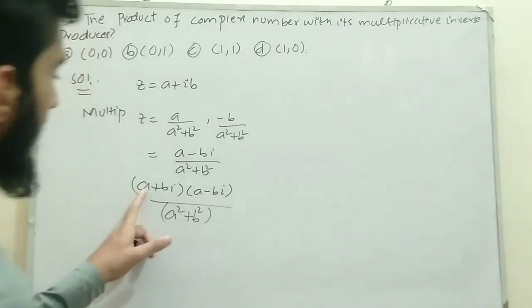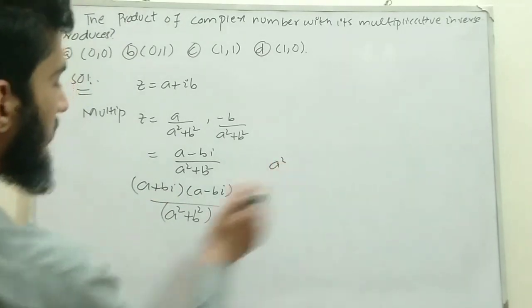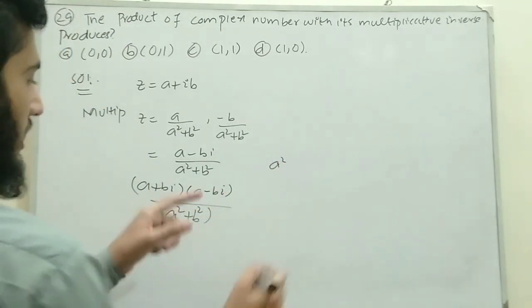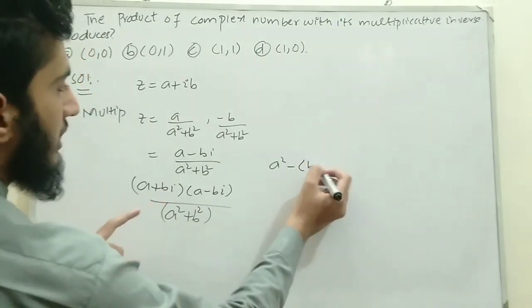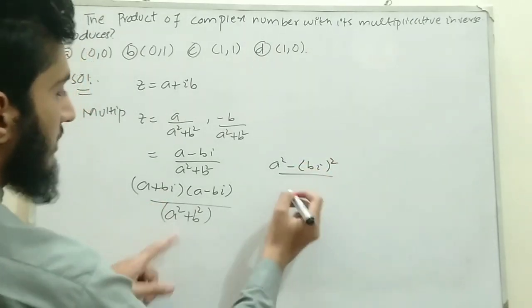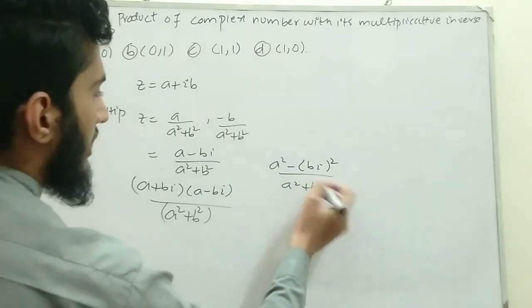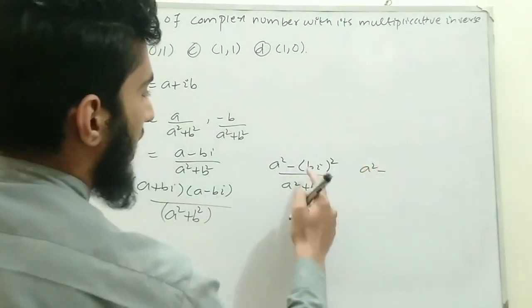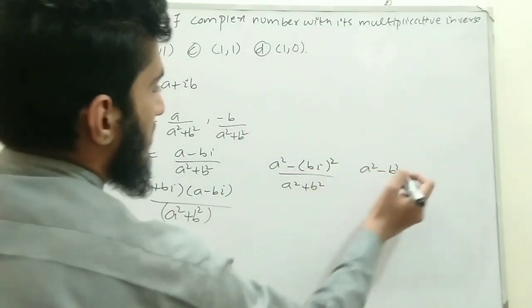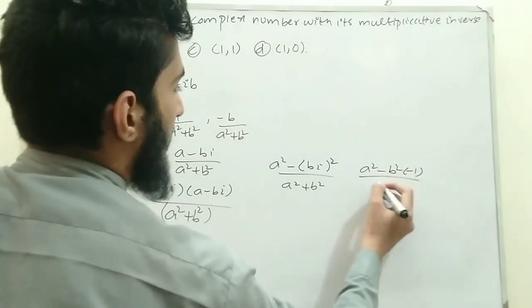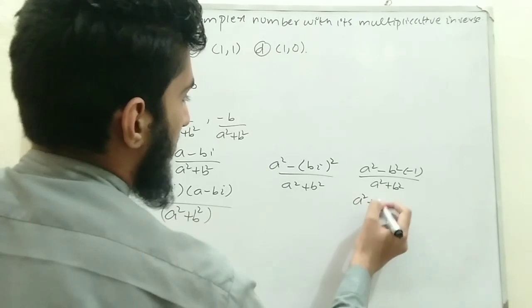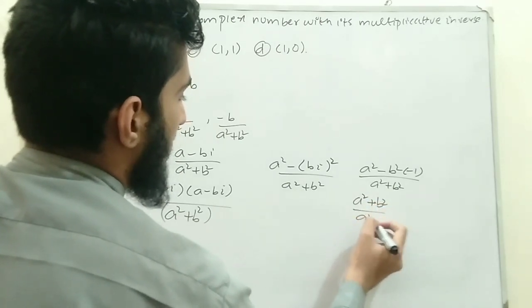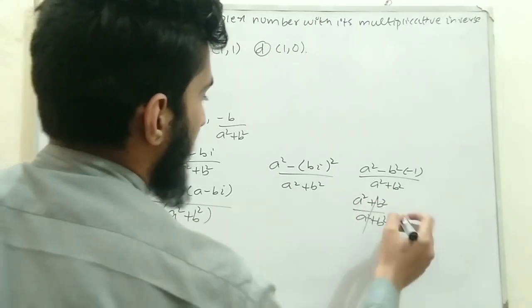So it will give us a multiply a gives us a square, according to the formula (a plus b)(a minus b) gives us a square minus b square. B is, let's suppose, b iota, so b square divided by a square plus b square. After this, a square minus b square iota square is equal to minus 1 divided by a square plus b square. In numerator we are left with a square plus b square, in denominator we are left with a square plus b square. They are cancelled out with each other.